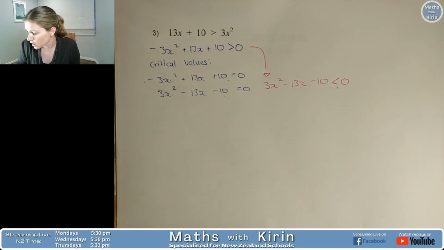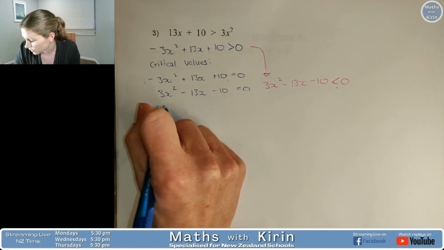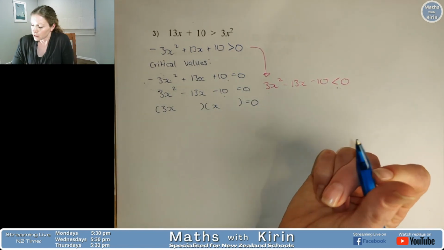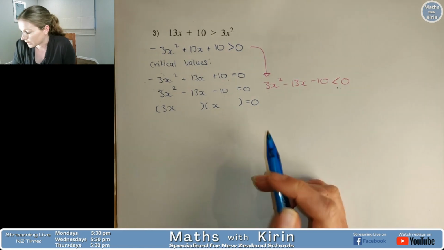From here, we want to factorise again with a 3x squared. So we know we have 3x and x. Finding our critical values means we make it equal to 0.